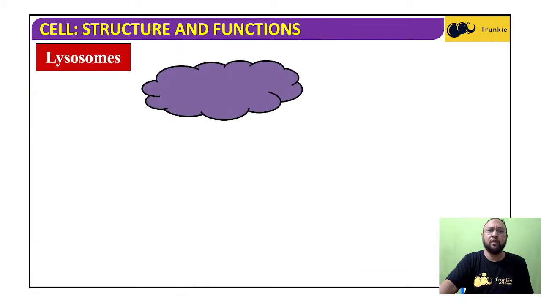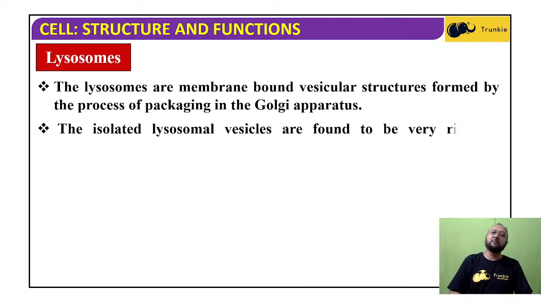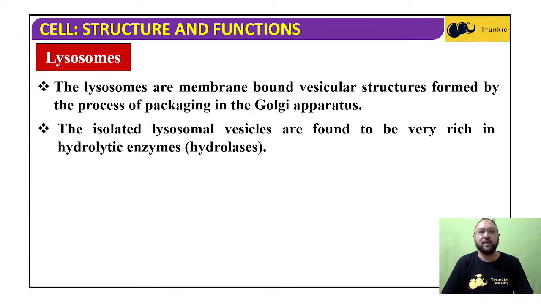Okay, now lysosomes. Lysosomes are also important. Lysosomes are rich in hydrolytic enzymes, powerful digesting enzymes that can completely destroy a cell organelle, or the whole cell. Lysosomes are membrane-bound vesicular structures formed by the process of packaging in the Golgi apparatus. When vesicles detach from the trans face of the Golgi apparatus and move away as small vesicles, they become the lysosomes.